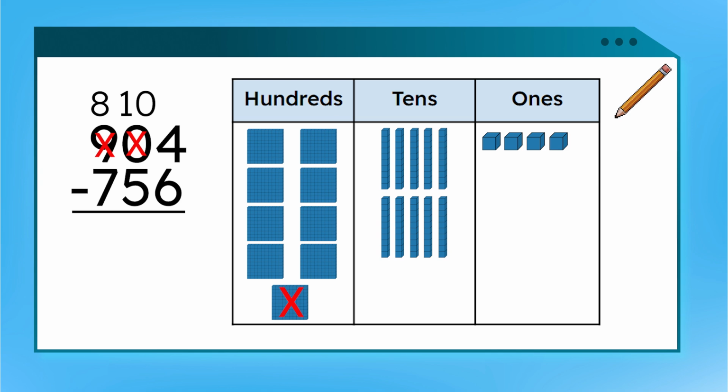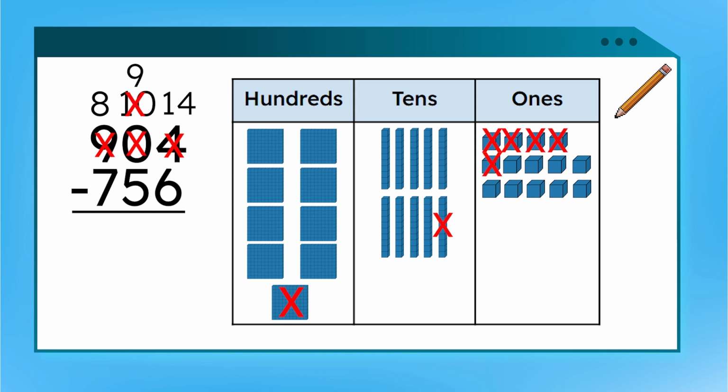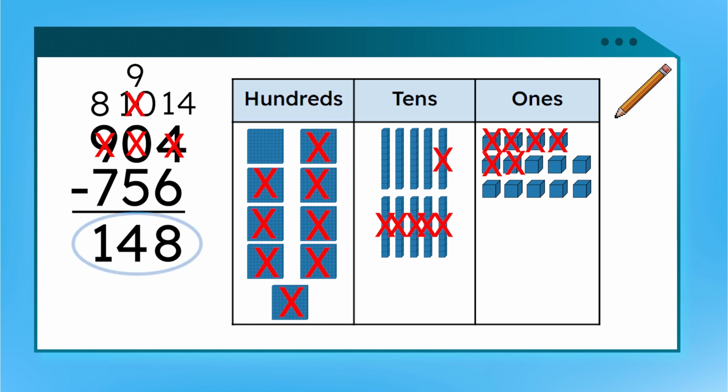Now, since we were trying to regroup to help us in the ones place, we need to regroup again from the tens place this time to get some more ones. We have 10 tens now. If we break one apart into ones, we're left with 9 tens, and we now have 14 ones. That was quite a bit of regrouping, but we're set up to subtract now. 14 minus 6 is 8. 9 minus 5 is 4. And finally, 8 minus 7 is 1. The final answer here is a difference of 148. Wow, great work!